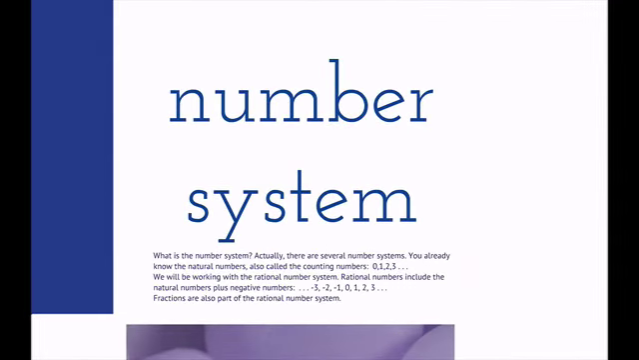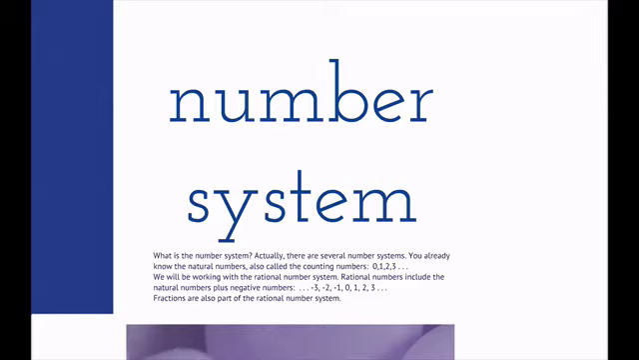What is the number system? Actually, there are several number systems. You already know the natural numbers, also called the counting numbers, 0, 1, 2, 3, and so forth. We'll be working with the rational number system. Rational numbers include the natural numbers plus negative numbers. So 0, 1, 2, 3, and then 0, -1, -2, -3, and so forth.